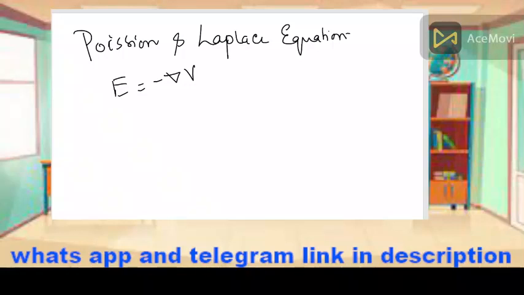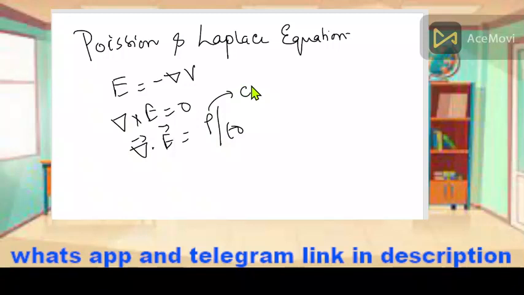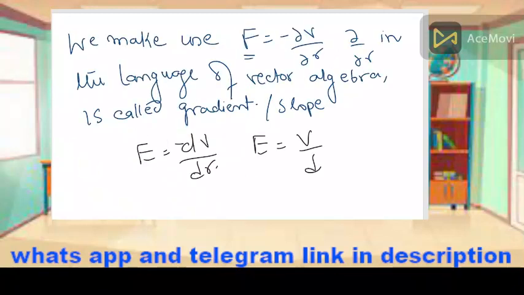Now if someone asks what are the divergence and curl of E, we have seen that curl of E is 0 and divergence of E is rho by epsilon naught, where rho is the charge density. This is the differential form of Gauss law. If you have some confusion, then please tell me in the comments. I will try to make lecture videos on this topic also. So this is the divergence and curl of electric field.